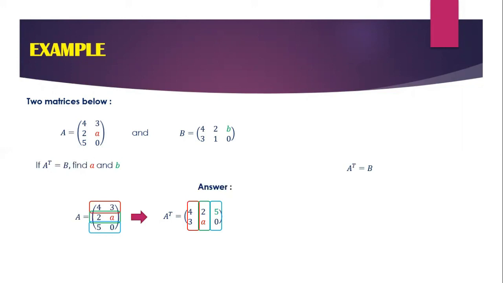A transpose equals B. Now we can copy the A transpose matrix, and it equals matrix B. Okay, students, by using the equality of matrices, you get this: a equals 1, and 5 equals b, because these entries are equal in equal matrices, right?